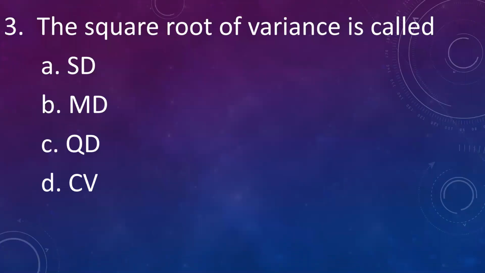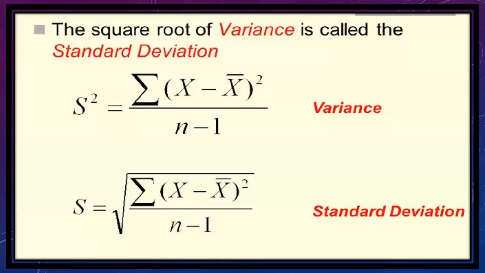Our next question is, the square root of variance is called A. Standard deviation, B. Mean deviation, C. Quartile deviation, D. Coefficient of variation. Answer is A. The square root of variance is called as standard deviation. Here are the formulas for variance and standard deviation. If we take the square root of variance, it will give the standard deviation of the sample.